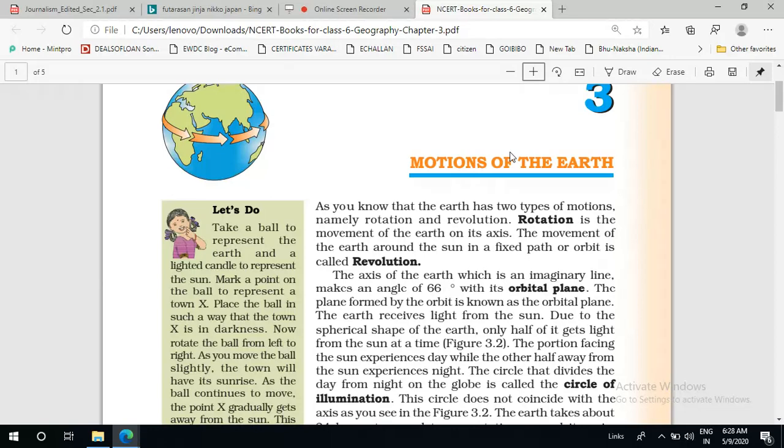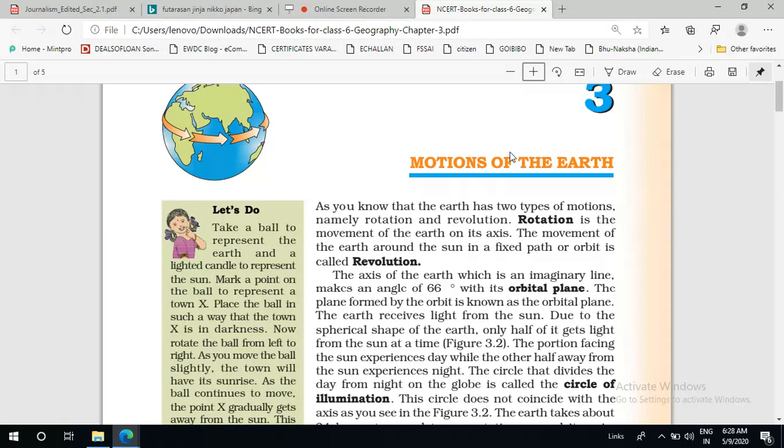Okay, so first of all, you must know that the earth has two types of motion. The first motion is the movement of the earth which takes place around its own axis. When the earth moves around itself, it is called rotation. The earth is always moving around its axis, and this type of movement is called rotation.